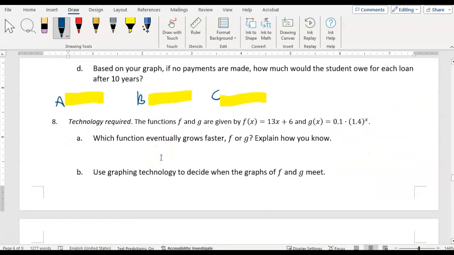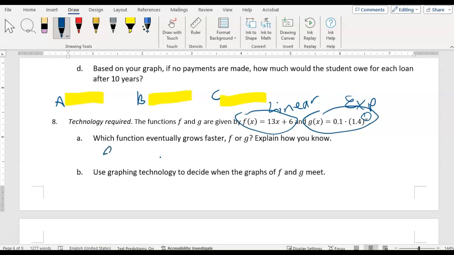All right, number 8, it says the functions are given by these equations. So here we have a linear, and here we have an exponential. And again, I know because my x is the exponent. It says which eventually grows faster, f or g. So g, because it is exponential. We know that exponential functions will always eventually outgrow other types of functions. It says to use graphing technology to decide where the graphs of f and g meet.